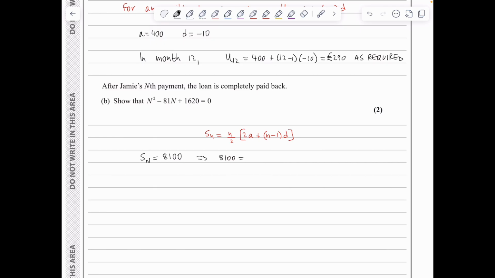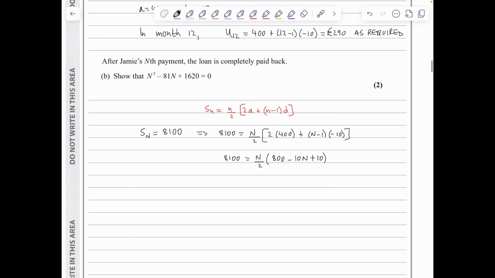8,100 being equal to capital N over 2 times (400, which was the a, plus (capital N minus 1) times the negative 10). So let's proceed in simplifying things. We've got 8,100 being equal to n over 2, and within the bracket we've got 800 minus 10n plus 10. So we're looking at 8,100 being equal to n over 2 times (810 minus 10n).